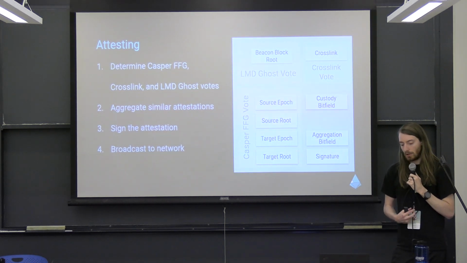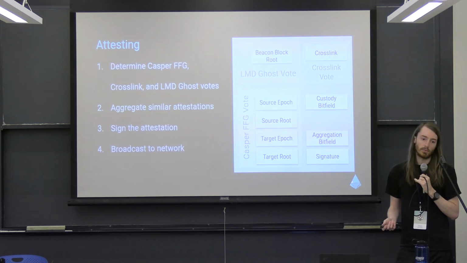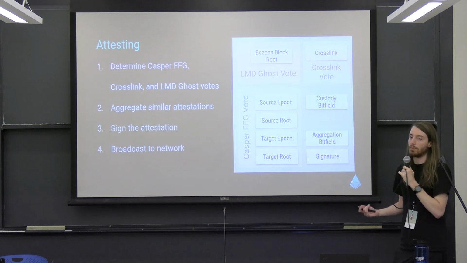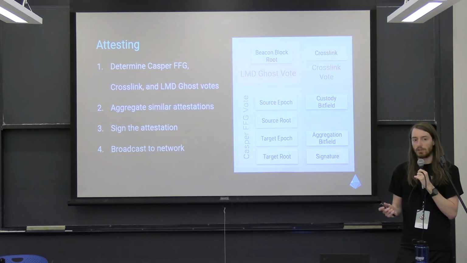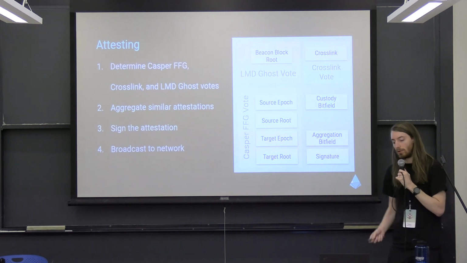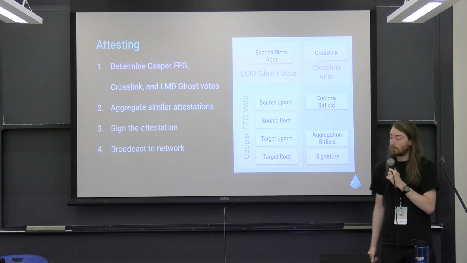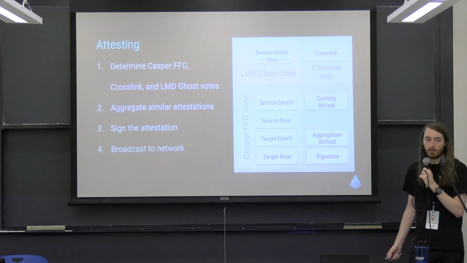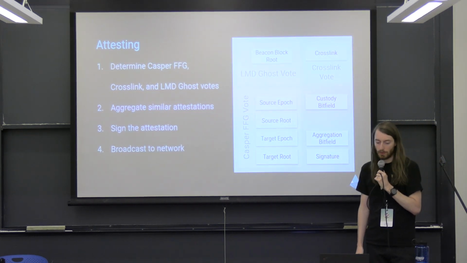And using our BLS cryptography library, we can aggregate signatures together, so we can see that 128 people signed this exact same data, and this bit field represents the index of the people in the committee who actually signed it, so we can verify their signatures. So we'll collect all this data, aggregate any similar attestations we've already seen, and then sign it and broadcast it to the network, just like we did with the block.